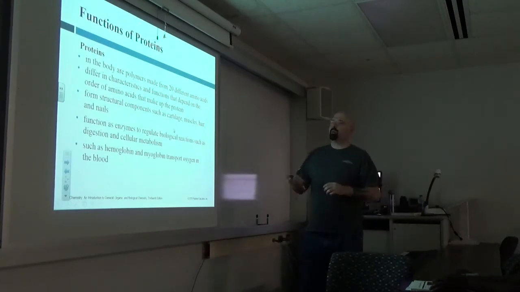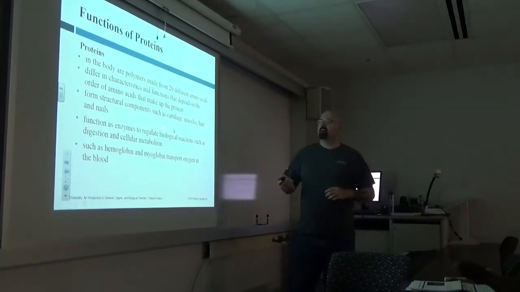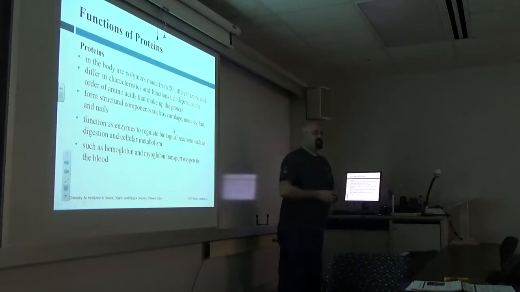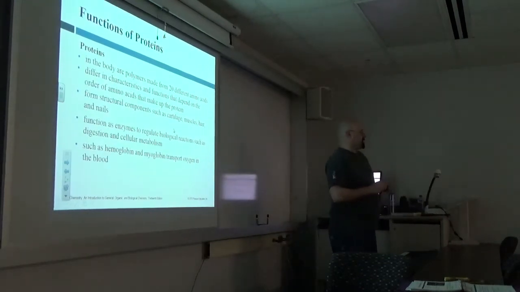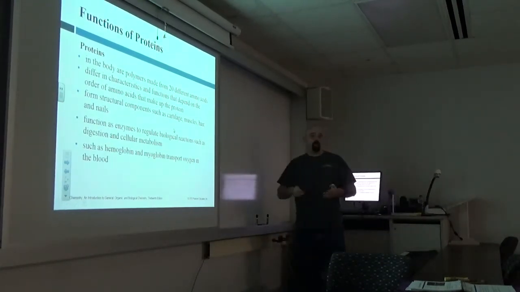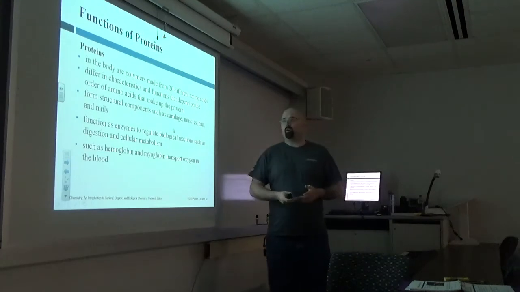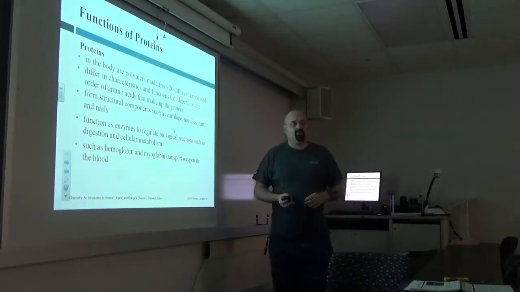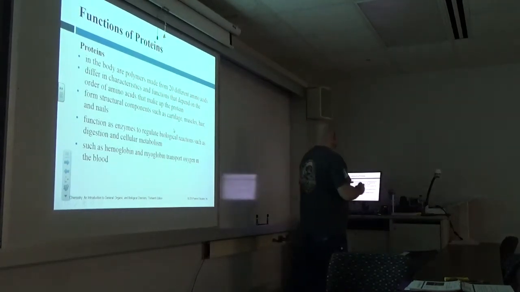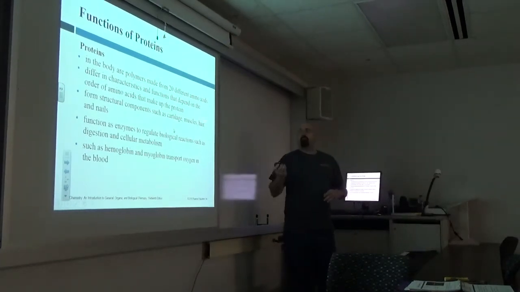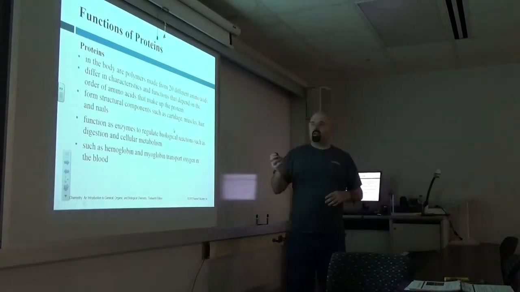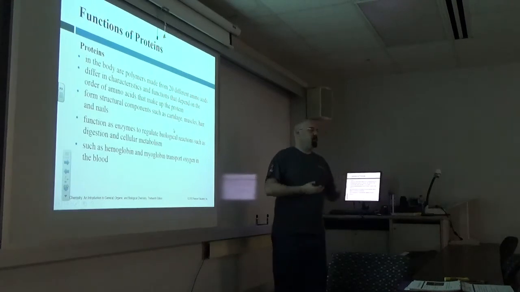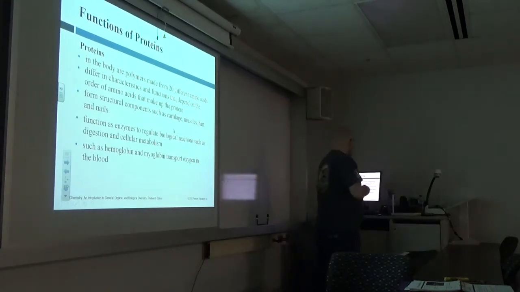Some of these proteins function as structural components, so just like the cellulose for carbohydrates, it was a major structural component of plant cells in the form of that cell wall. We also can have major structural components that come in the form of proteins. Cartilage, muscle fibers, hair, nails, all of these guys are made out of predominantly proteins.